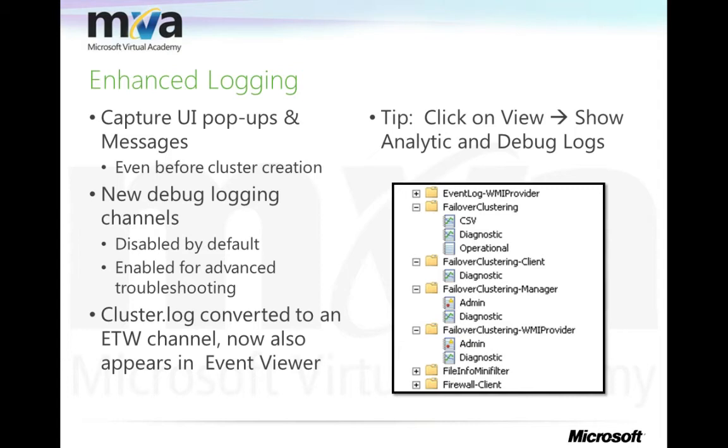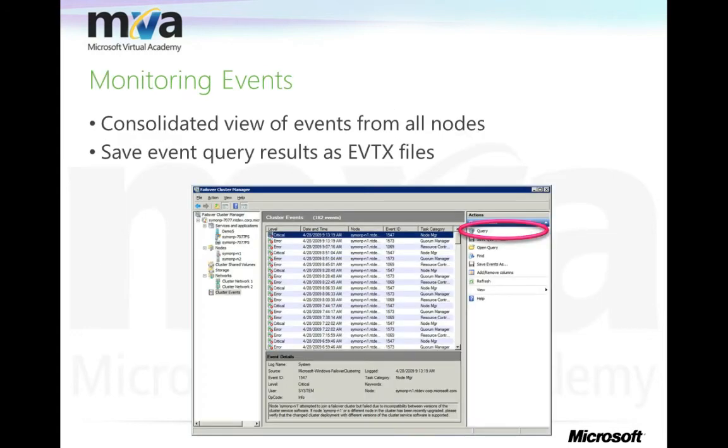Now, the debug logging channels are disabled by default, and the reason for this is that they are very noisy, and you don't want them flooding the logs with perhaps unnecessary chatter for day-to-day operations. So if you need to use these debug logging channels, you have to explicitly enable the log, then you can repro the problem, and then disable the log again, just so that you don't have this additional noise and additional chatter which may be interfering with other cluster logging events. The cluster log is also converted to an ETW eventing channel so that you can now view all of this information through Event Viewer.